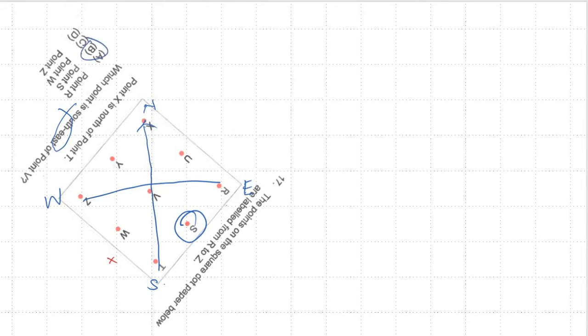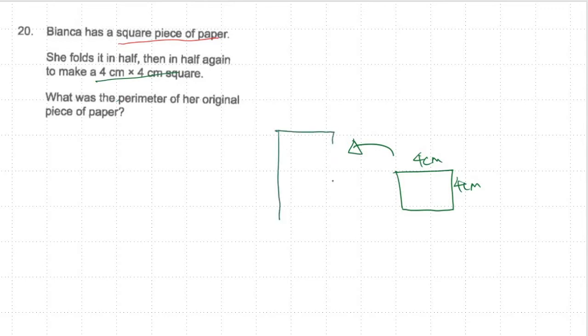It says that you fold 2 times into half, and in the end this is the one that you will get: a 4 by 4 centimeter square. I love to draw because drawing gives me a better idea. This is a square. It says my first fold. If I want to reverse the process, I open it out. I open it out and it becomes like that. I open one fold only, so maybe I open this side.